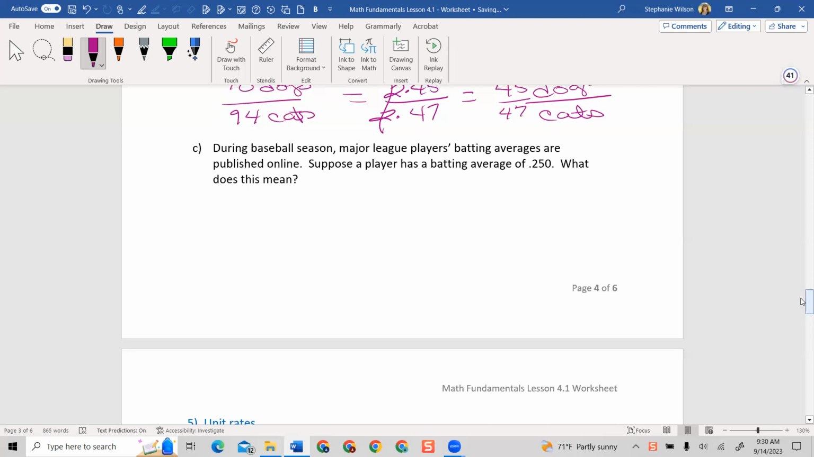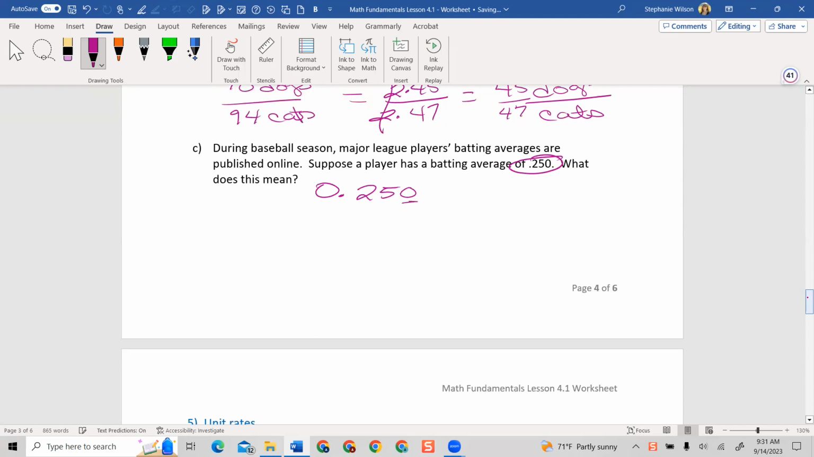And this application problem, we can take a look at it for a minute if you want. It's just saying during the baseball season, major league players' batting averages are published online. Suppose a player has a batting average of, we should have a 0 in front of that decimal so you can recognize it, 0.250. What does this mean? So I'm going to take this 0.250 and set it up in fraction form so I can make a statement about it.